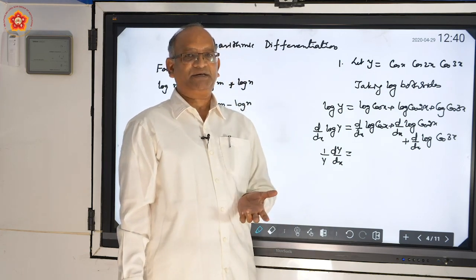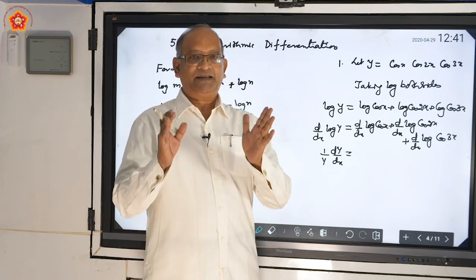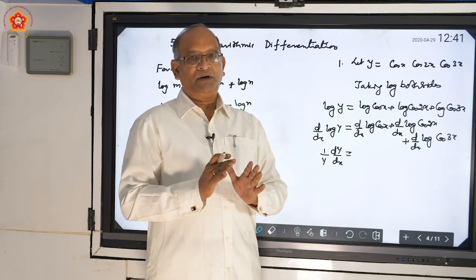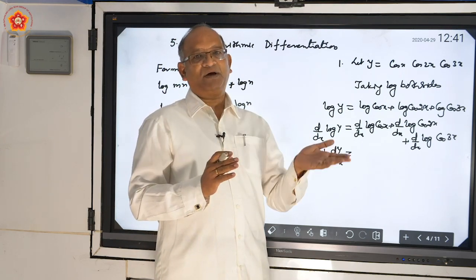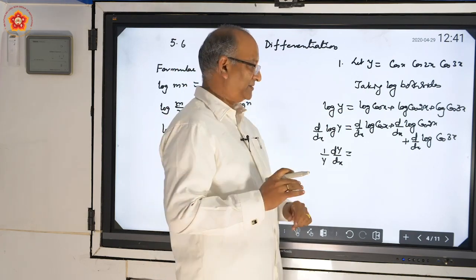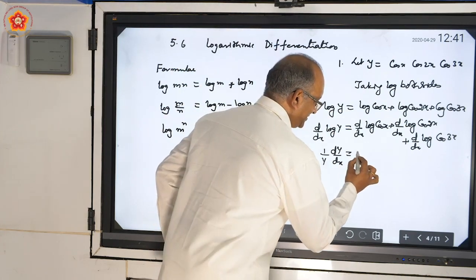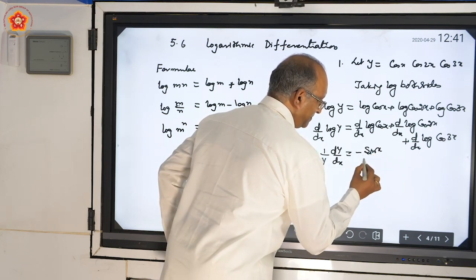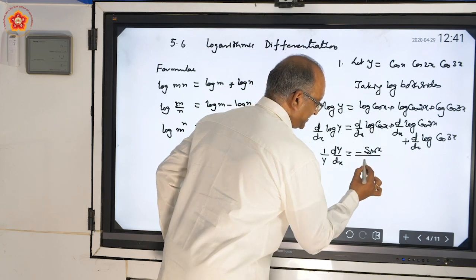How do we differentiate log cos x? Take cos x as t, it becomes log t, and the derivative of log t is 1 by t. The derivative of cos x is minus sin x. So it will become minus sin x by cos x.